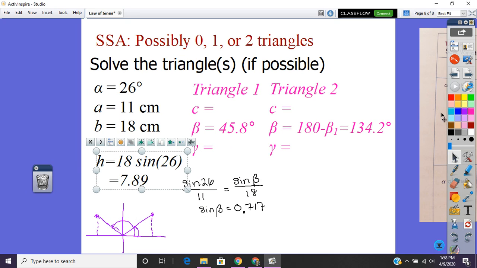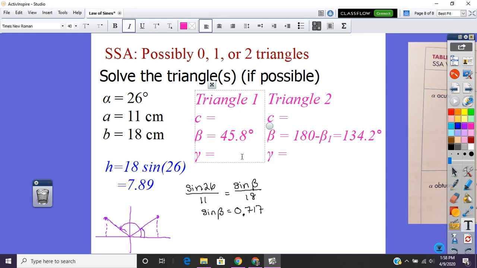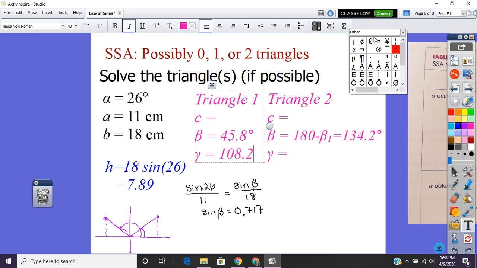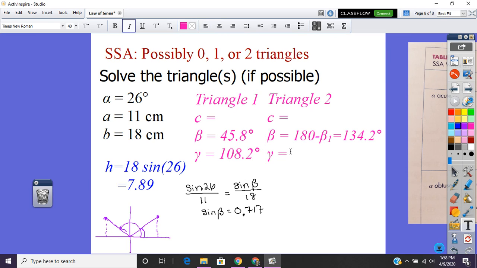Okay, just kind of separate our colors here. All right, if I know my betas, I can find my gammas because once again, I've got 2 out of my 3 angles. So remember, all triangles add up to be 180 degrees. So all I have to do is do 180 minus those other angles, and I will have these angles here. So like this one's 108.2 degrees. And this one is going to be 19.8 degrees.